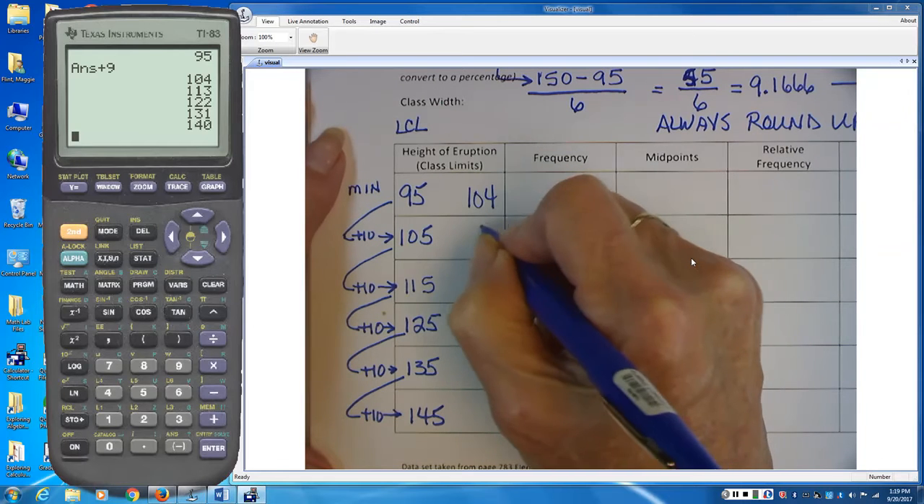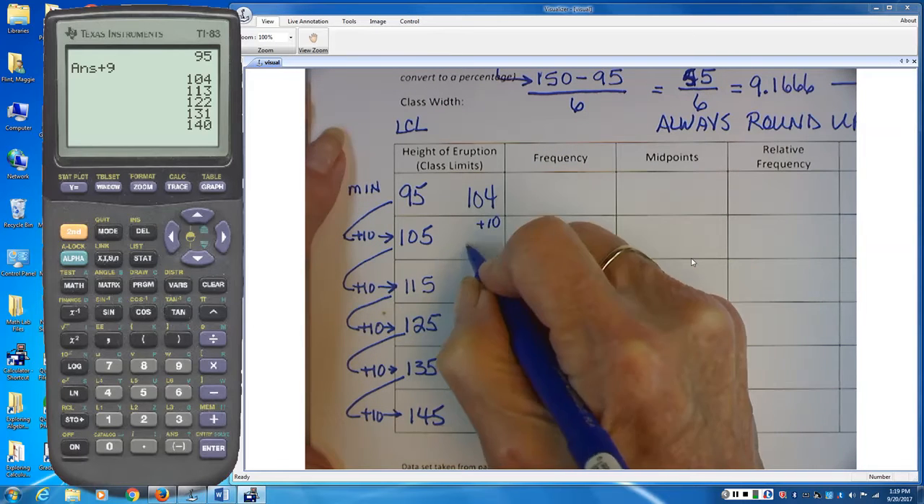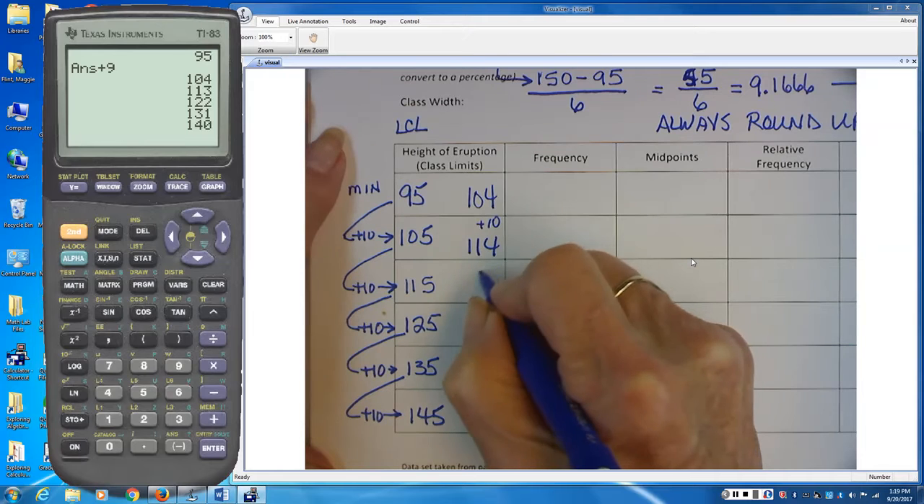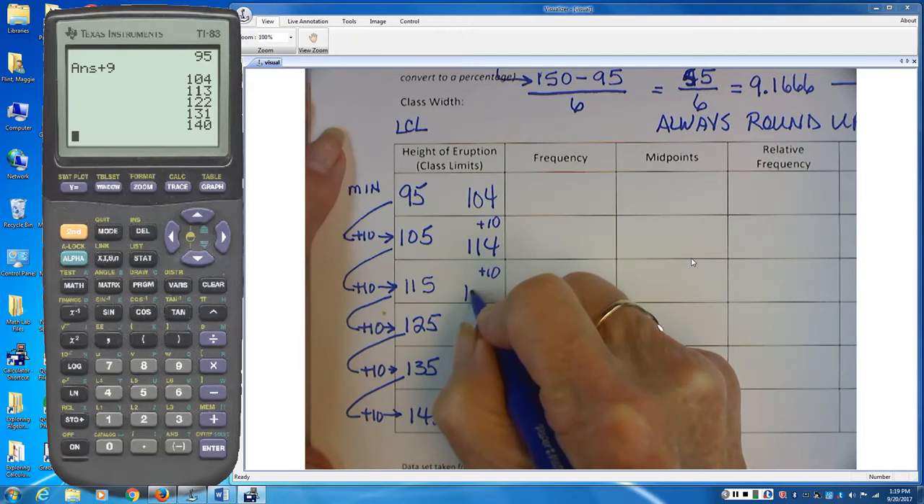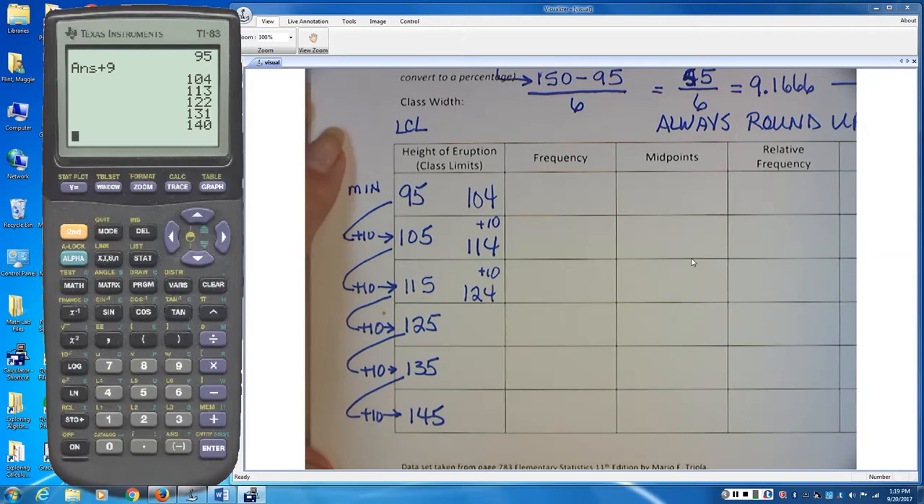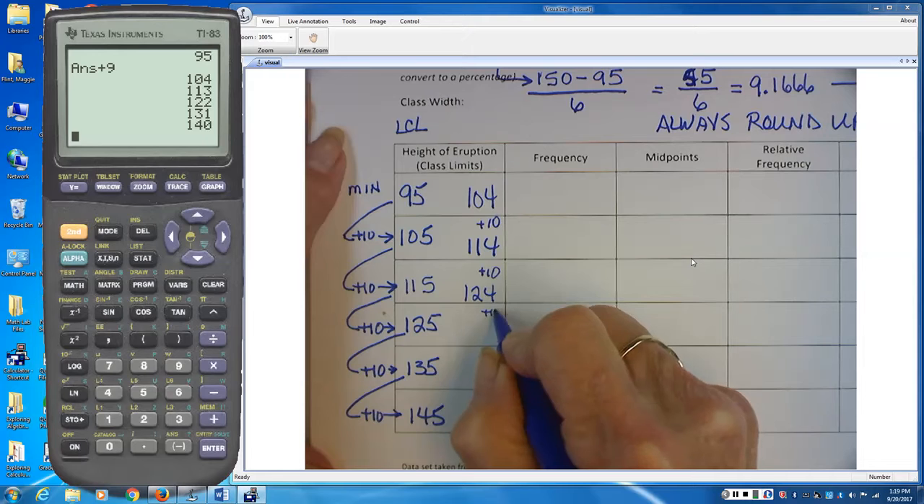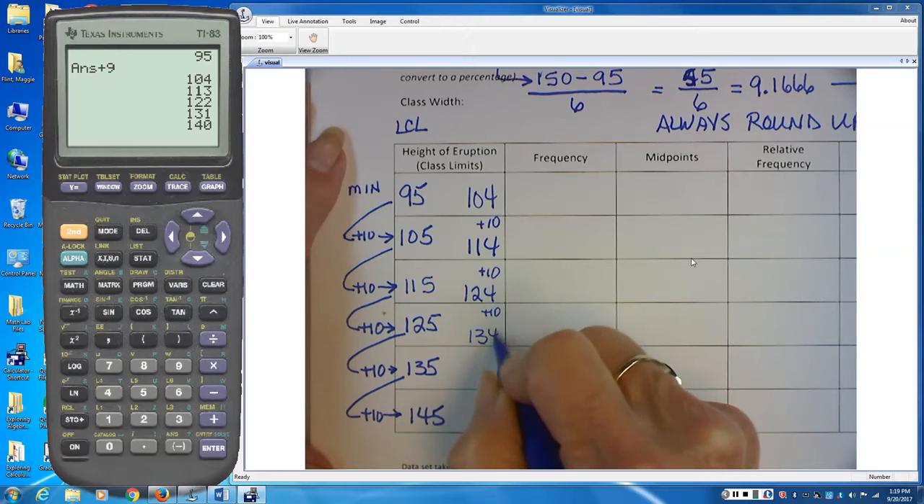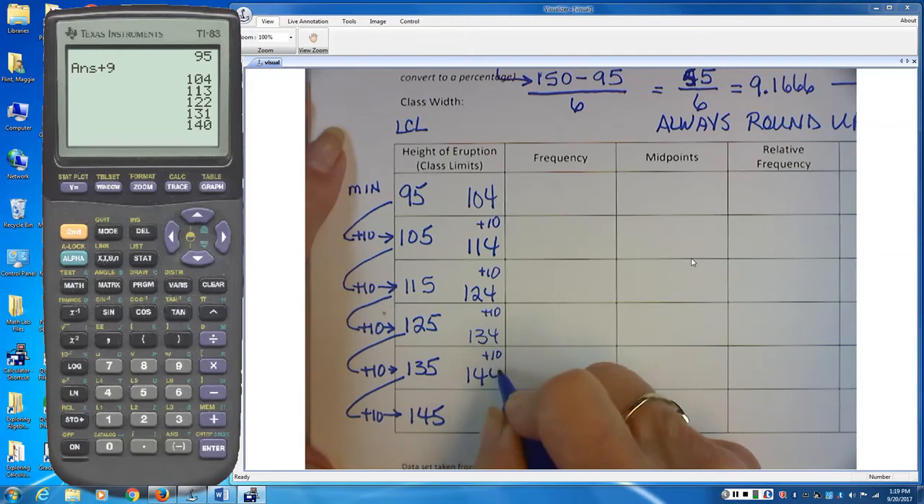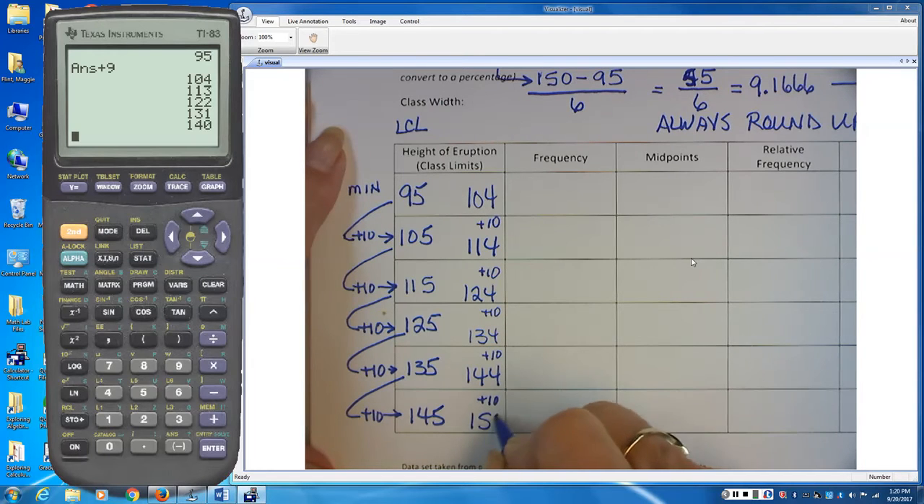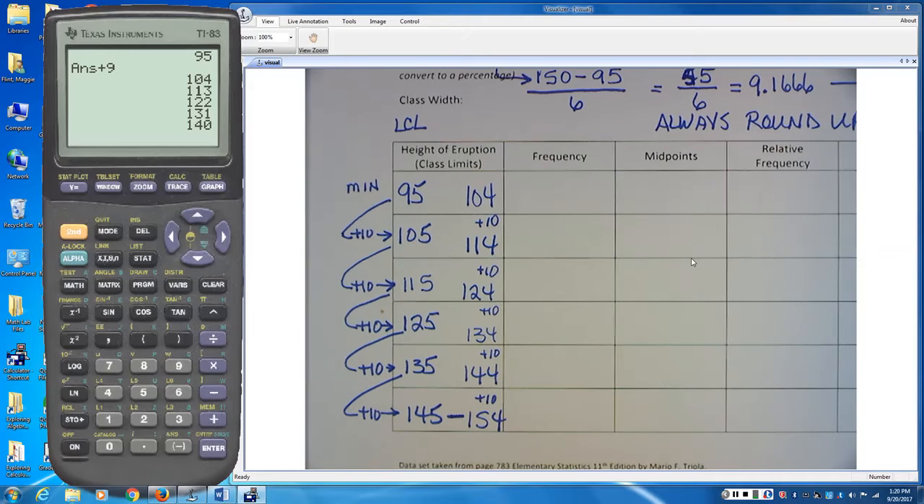104 plus 10 is 114. Plus 10 is 124. Plus 10 is 134. Plus 10 is 144. Plus 10 is 154. And my 150s are going to fall in that last class. Okay?